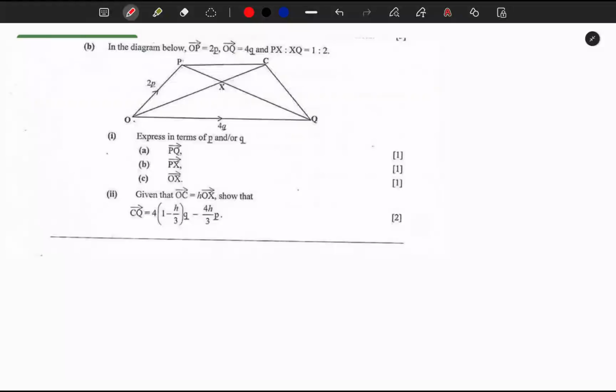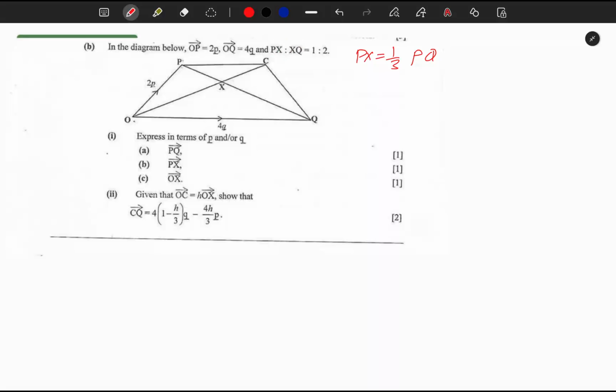So let's learn it quickly first. Anytime you've got the ratio, start with a ratio. So this means PX is equal to 1. Total ratio is 1 plus 2, which is 3. Of which line? PQ. The common line there is PQ. Why is it PQ? When you eliminate X and X, you remain with PQ.